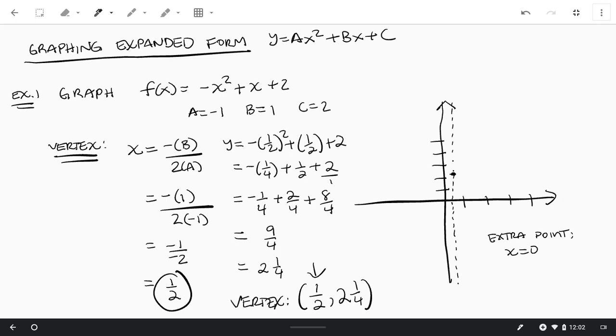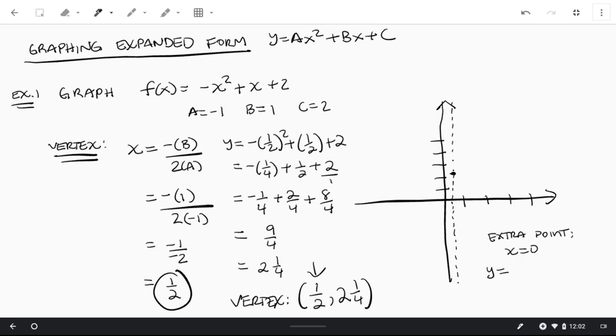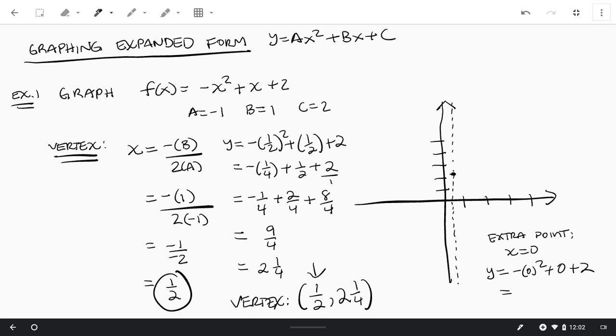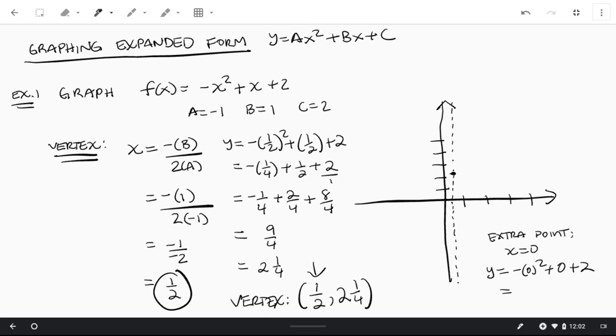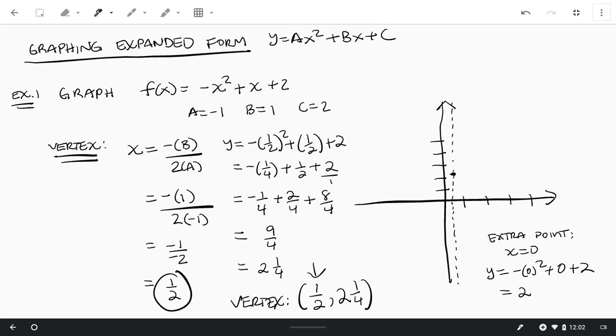So I'm going to choose x equals 0. I'm going to plug that into the function, and I get 2. Okay, so I have the extra point 0, 2.